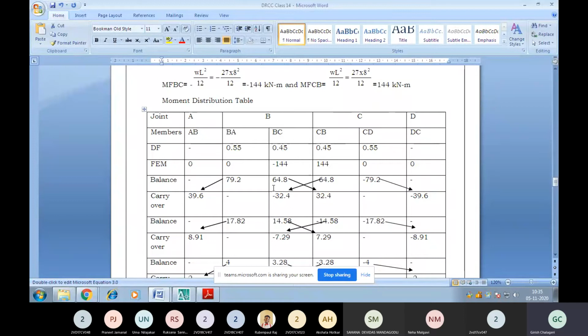At joint B, we have two members, BA and BC. The distribution factor for the column BA is 0.55, and for BC it is 0.45. The vice versa will be there for joint C: for the beam it is 0.45, and for the column it is 0.55. Next we substitute the fixed end moment for the beam: minus 144 for member BC, and for CB it is plus 144.